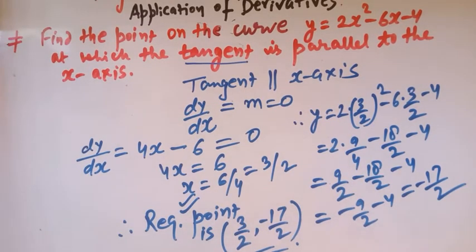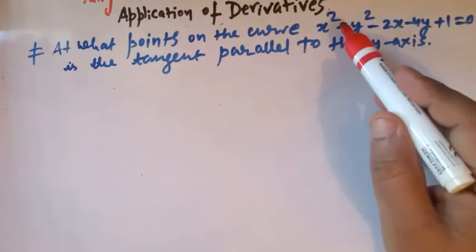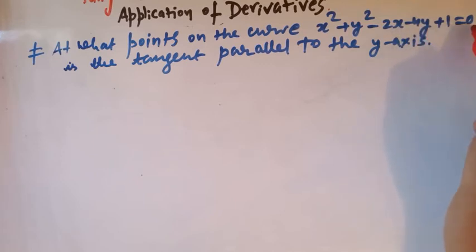So viewers, let us take one more example. Clear? So viewers, now I am taking another problem. At what points on the curve x square plus y square minus 2x minus 4y plus 1 equal to 0 is the tangent parallel to the y-axis?